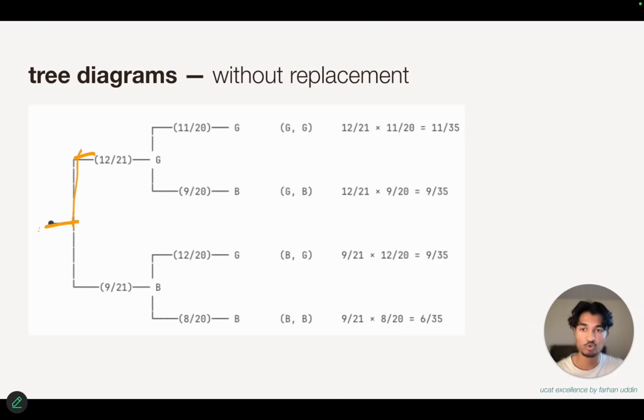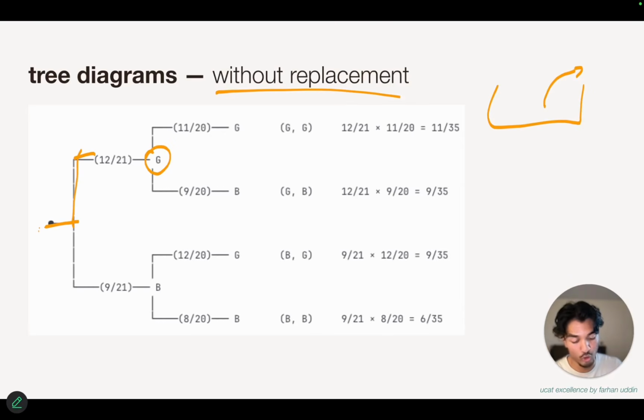There's a 12 on 21 chance of pulling a green. So once I pull this green out of here, I do not put it back when it comes to without replacement. And that's what changes everything. That's what changes the total amount of marbles left in there. It's no longer 21, it's now 20. The number of blue marbles hasn't changed, so it's still 9, but the number of green marbles has, because we've just pulled one out. So this goes from 12 to 11.